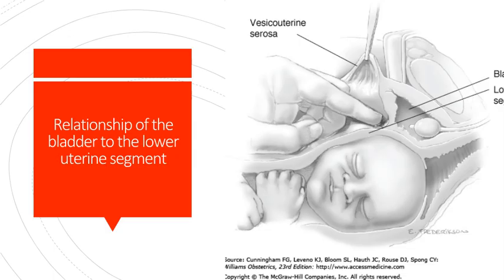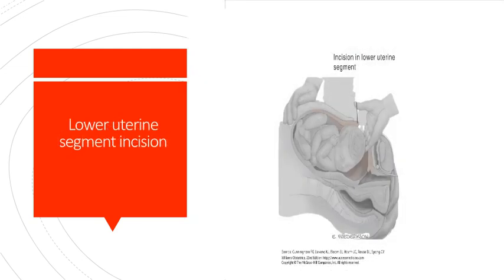When a low transverse incision is made here, rather than a vertical higher incision, there is less bleeding and less risk of uterine rupture in future pregnancies. Therefore, the bladder must be identified and mobilized before entering the lower uterus during a cesarean section. To avoid injury to the bladder, surgeons must be aware of its relationship to the lower uterine segment. A Foley catheter helps with bladder identification.